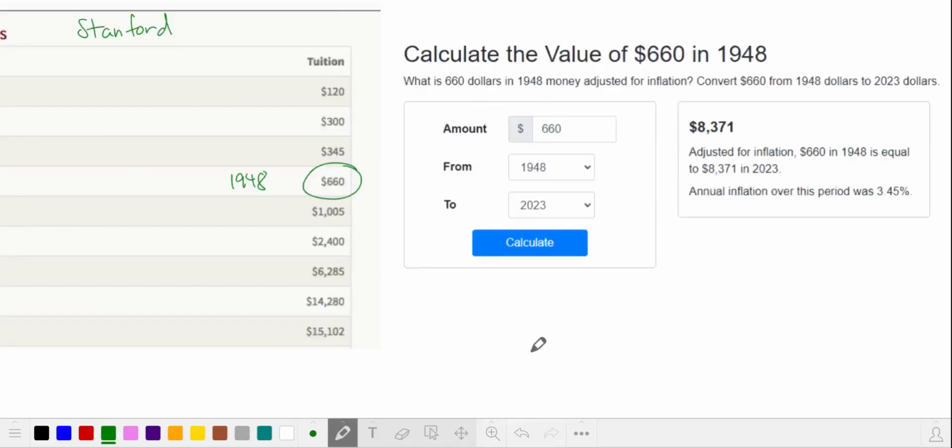I found a website that will calculate the net present value. I have no idea if this is accurate for the inflation rate. If so, Stanford was a bargain back then, and tuition has exceeded the rate of inflation. Let's continue on with the exam.